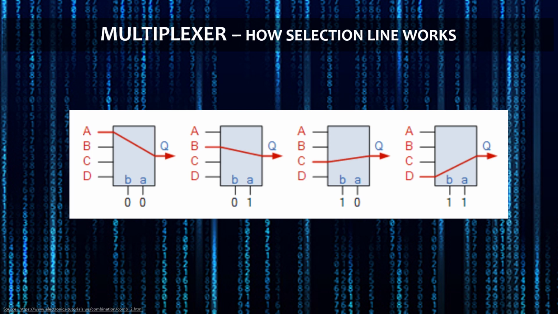As you can see in the image, we have selection line values 0 0. In that case A is selected and becomes the output. For 0 1, B has been selected and becomes the output. For 1 0, C is selected, and for 1 1, D is selected. So this is a simple working method of the selection lines.